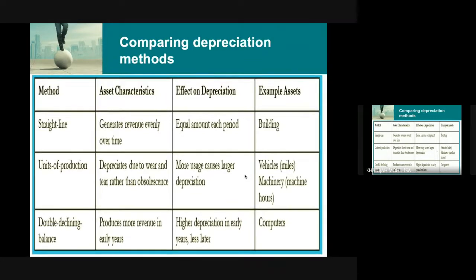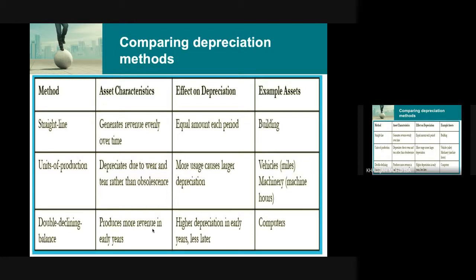Double declining balance produces more revenue in early years, because with double declining, the depreciation gets bigger. It starts with one number, then the second year it doubles, the third year it doubles the second year, the fourth year doubles the third year. So the depreciation goes from small to bigger over the years, rather than straight line. So the depreciation is actually increasing.